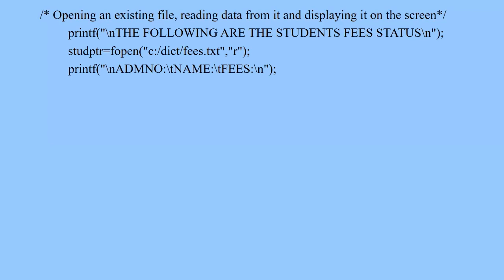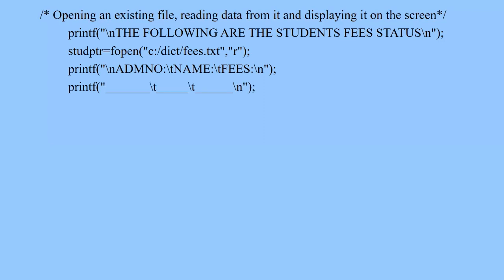And then we display the following headings on our screen: admission number, space, name, space, fees. Remember, the backslash n is an escape sequence character. The backslash t is an escape sequence character for spacing.